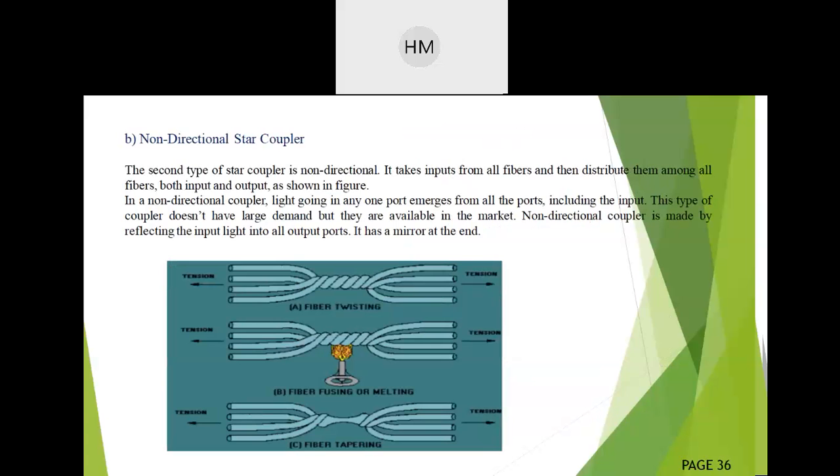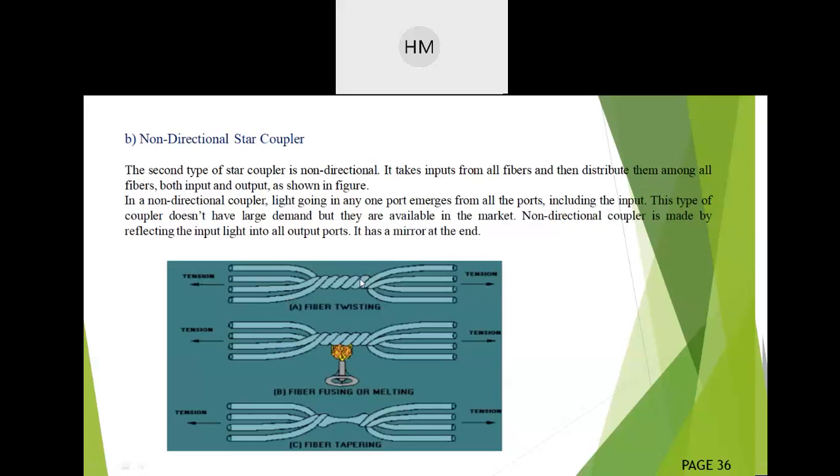This is the second type. It takes input from all fibers and then distributes them among all fibers, both input and output. In the previous case, all the inputs are collected and distributed among all outputs. Here it takes input from all the fibers and distributes them among all fibers on both sides, output side and input side. In a non-directional coupler, light going in any one port emerges from all ports including the input.